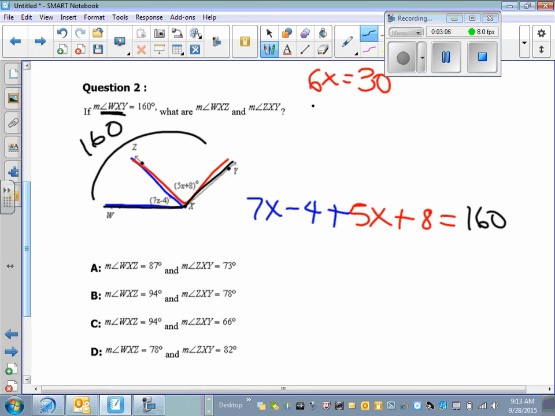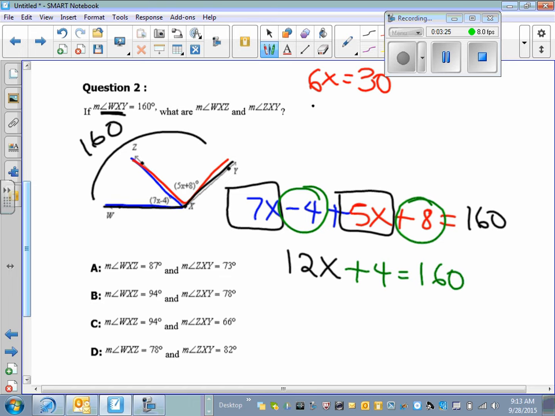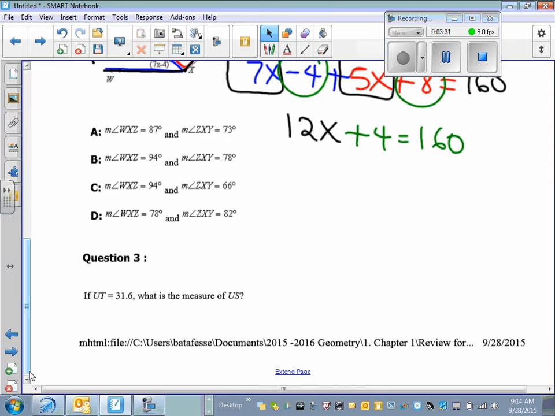Then again, you combine like terms that are on the same side. 7x plus 5x gives you 12x. Then negative 4 plus 8 gives you plus 4, equals 160. Then you minus 4 from both sides and you'll be able to solve it. What I'm doing is just helping you to solve the problem.